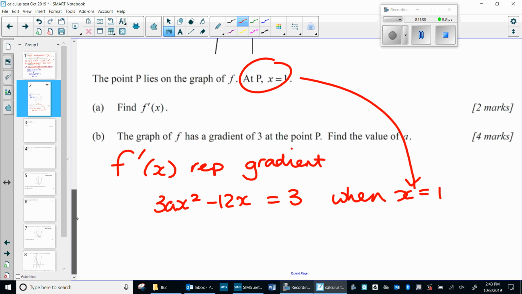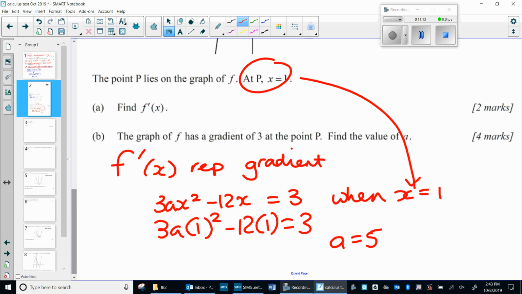Right, so you're going to substitute the value of 1 in here. So you've got 3a times 1 squared minus 12 lots of 1 equals 3. Rearrange that. What's the value of a? 5. So a works out to be 5. There you go, that's your full marks.